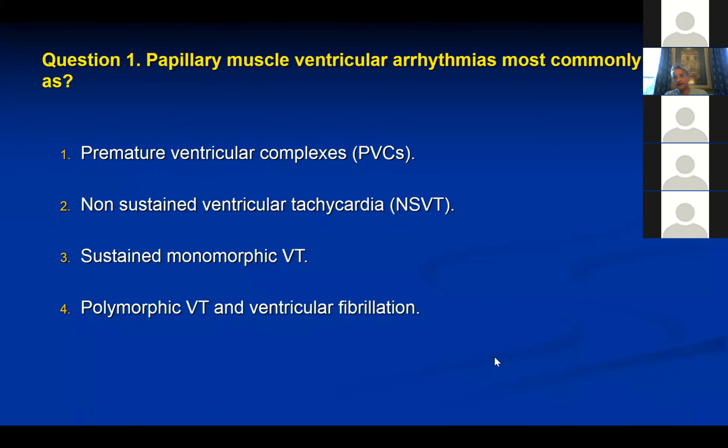Okay, so that's a good answer. Most of you feel that premature ventricular complexes, or isolated PVCs, is the most common presentation, and that is correct. So then the second question is, I'm able to advance this page here, Nishant.